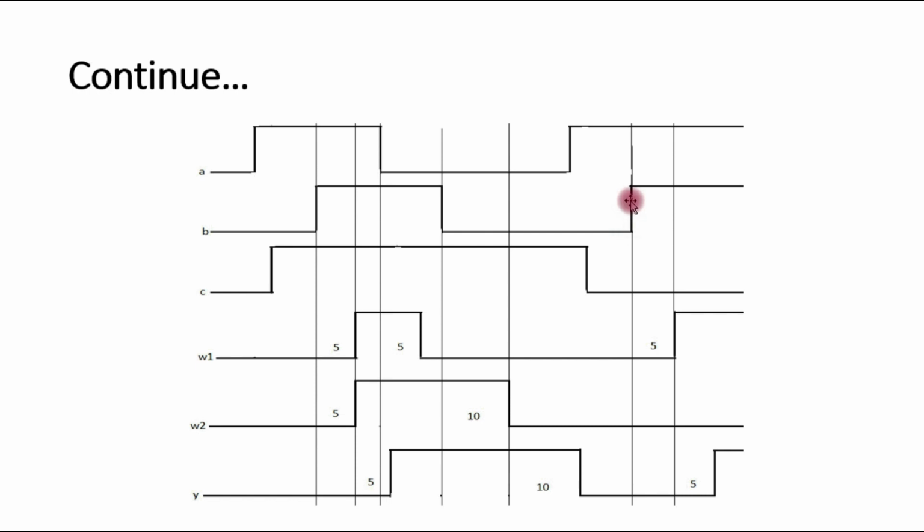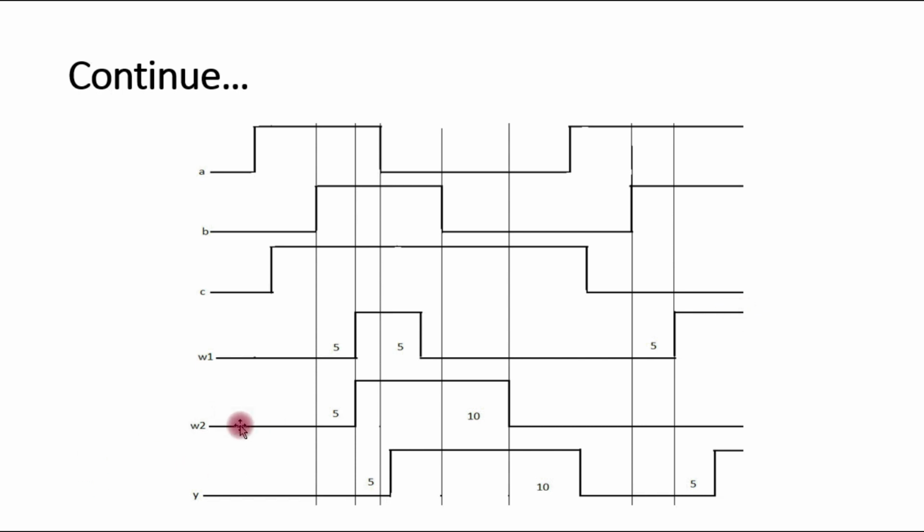And after this, B is at logic 1 and A is at logic 1, means both signals are at logic 1. So output will be at logic 1. But this change is reflected after 5 unit time, because rise delay is 5 unit.